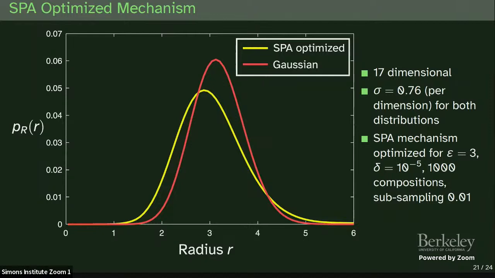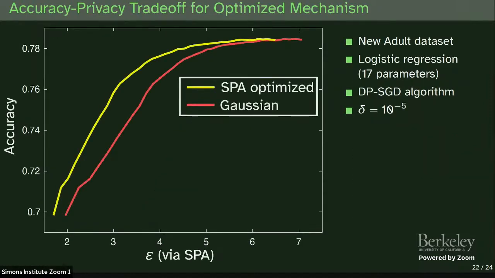The reason we picked 17-dimensional is because we're going to apply this to train a simple machine learning model. So this is on the new adult data set. We're just doing logistic regression, so it has 17 parameters. So we're going to add this noise. And we're basically doing DPSGD, except with one of two different noise distributions.